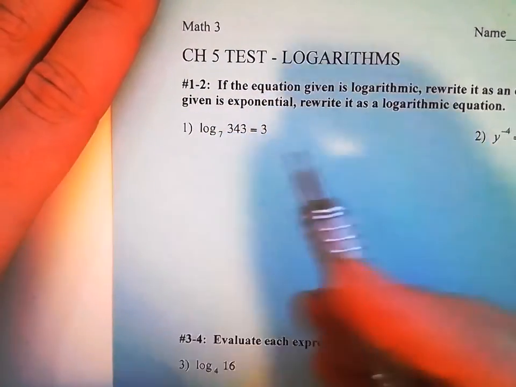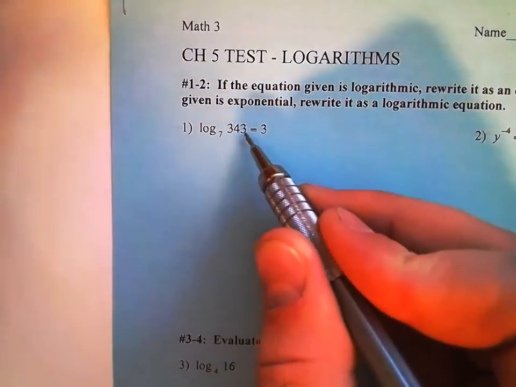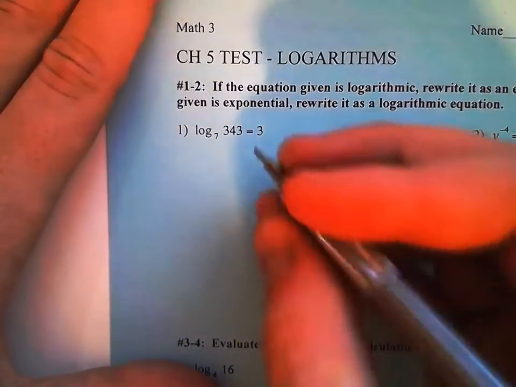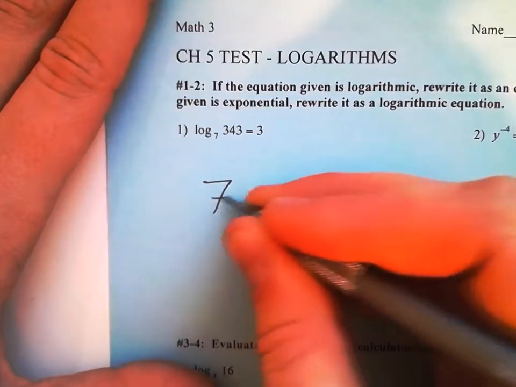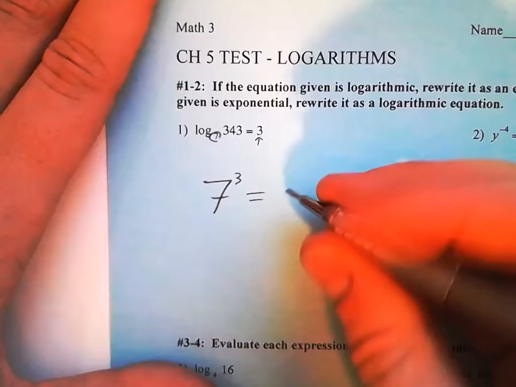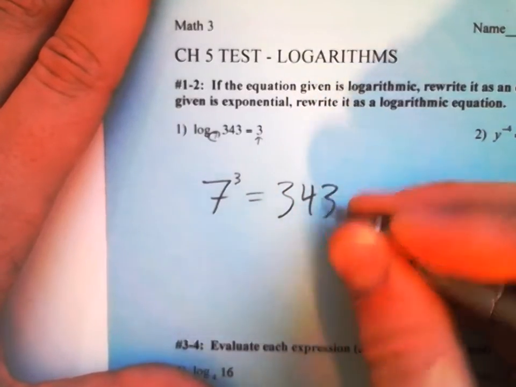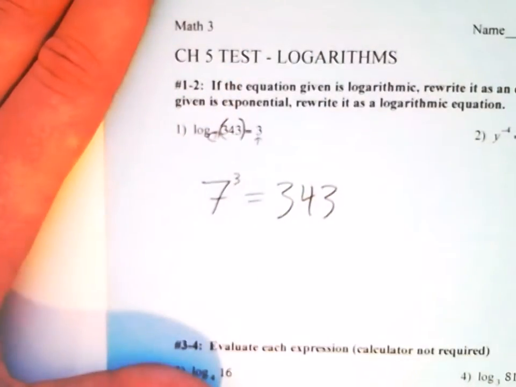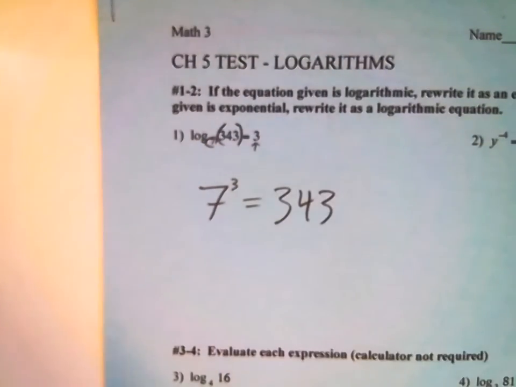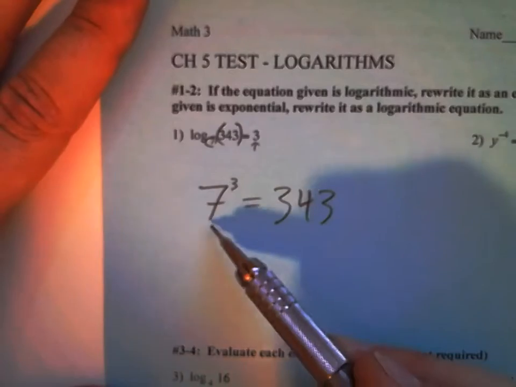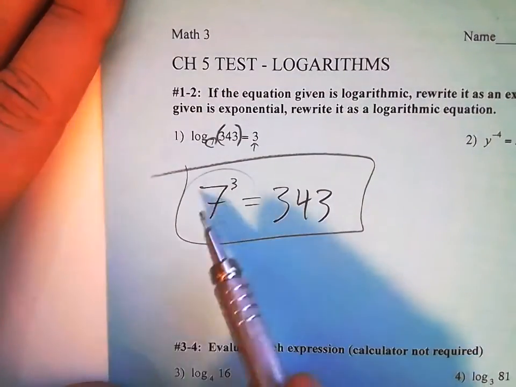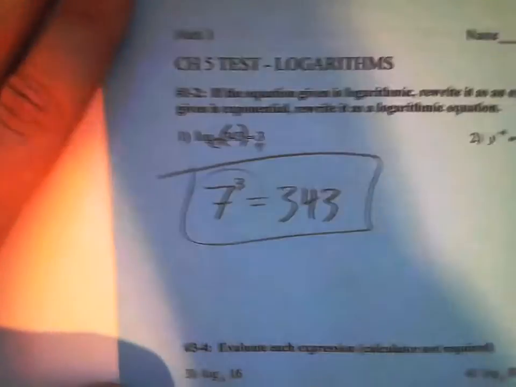Okay, number 1, log base 7 of 343 equals 3. How do you write that in exponential form? You say the base to the power equals that thing that you're taking the log of. So if you're not sure that that's right, you can plug in this part in your calculator and make sure it equals 343. That's right. 7 times 7 times 7 equals 343.